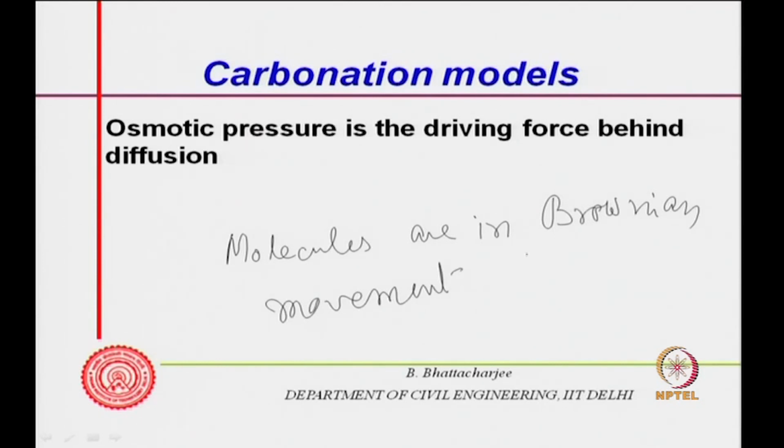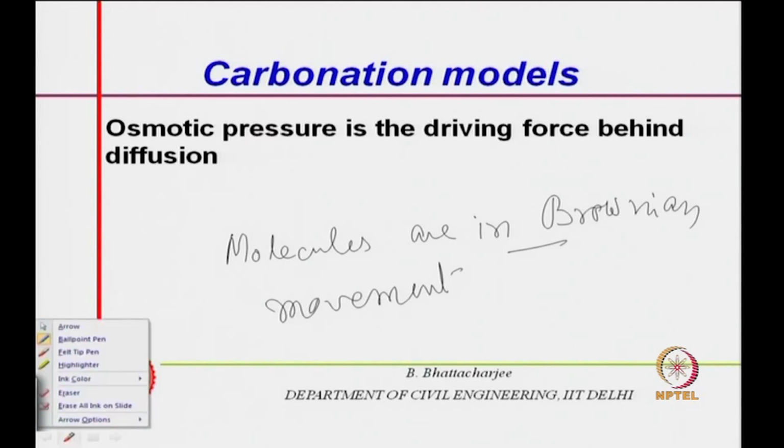So, outside, carbon dioxide molecules will be in Brownian movement and collide with each other as long as concentrations are the same. But where concentration is less, a carbon dioxide molecule will not be able to interact with the same molecule. So, what will happen? They will penetrate inside, they will jump.